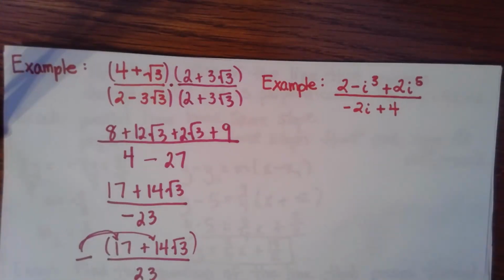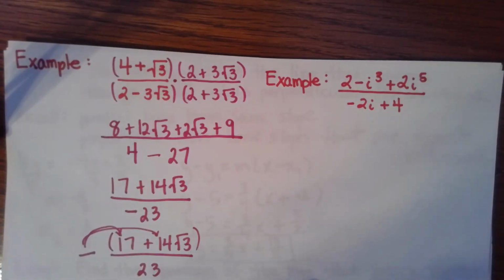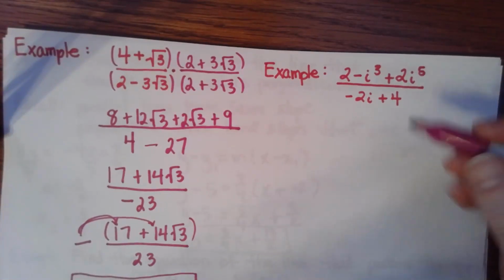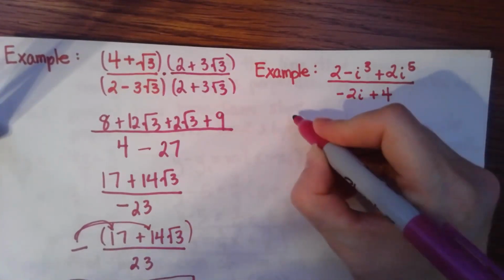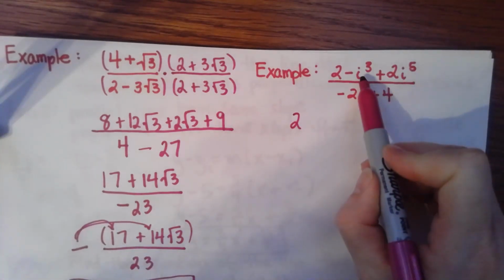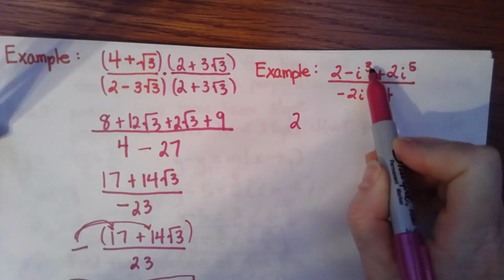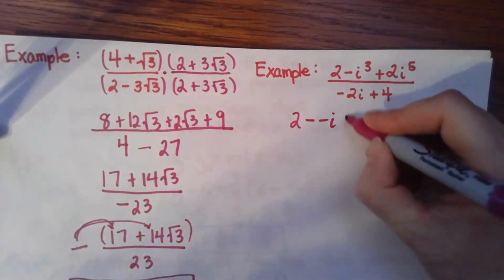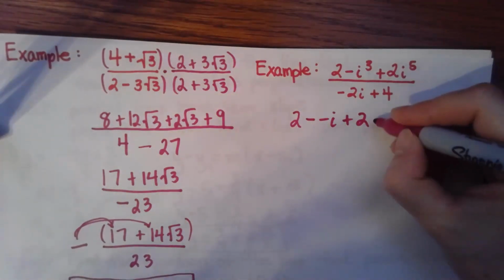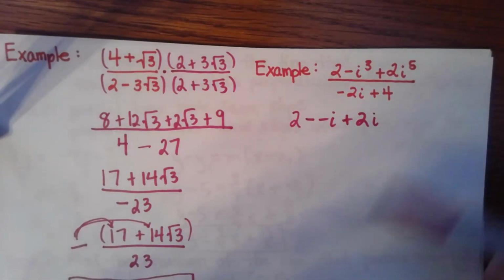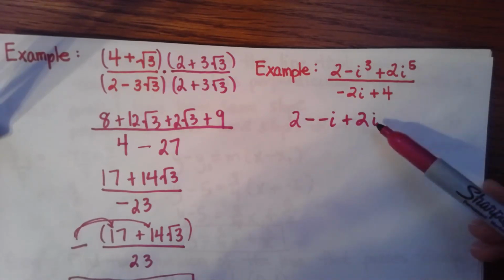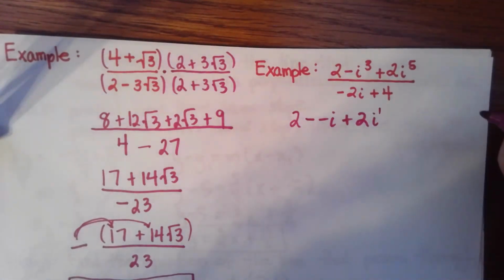Let's look at this example where we have a complex number. Well, the first thing we would want to do is write both the numerator and the denominator in standard form. So let's look at this. So let's rewrite this with 2. And then remember that i cubed, okay, is really the same thing as negative i. So we can think of this as negative i plus 2. i to the 5th is really the same thing as i to the remainder that we get when we do 5 divided by 4. The remainder when we do 5 divided by 4 is 1, so this is the same thing as i to the first, or just i.